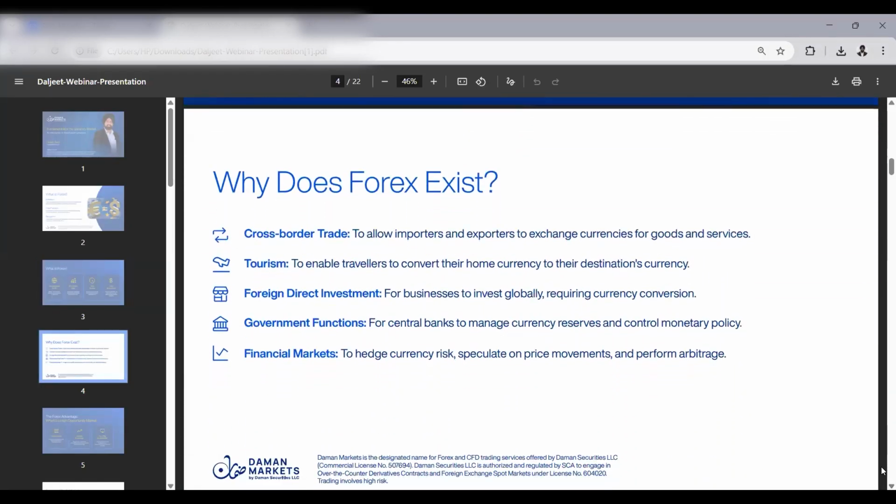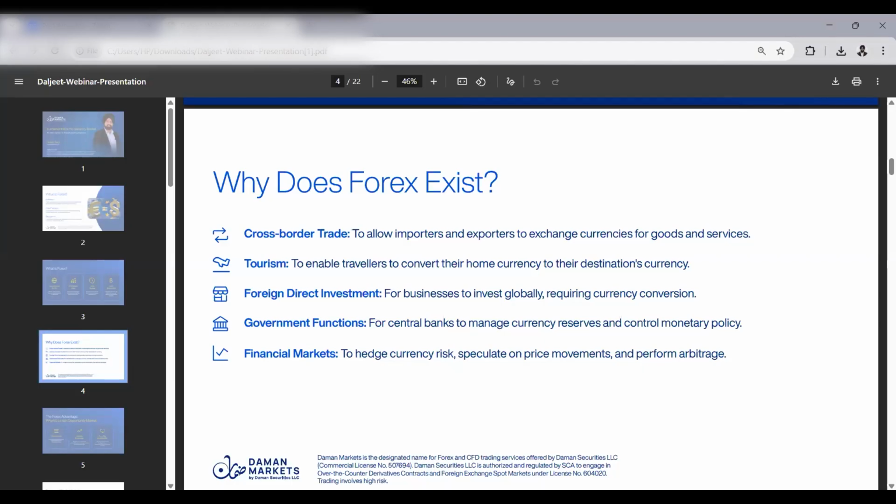Why does forex exist? As I already told, the basic scope of forex is to do cross border trading. When one country wants to import and export goods and services from other countries, the medium through which it can be executed is basically forex. When travelers want to travel from one country to another, the basic mode is tourism. It again consists of forex.